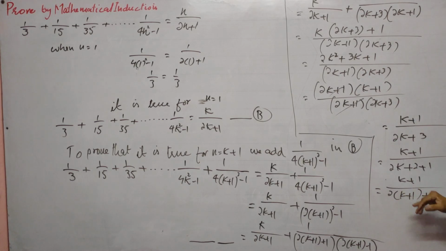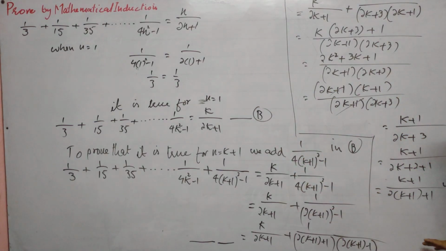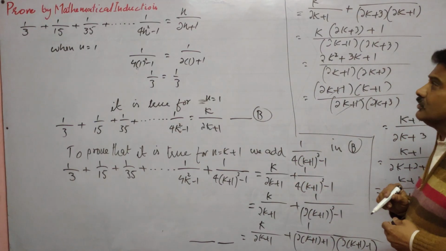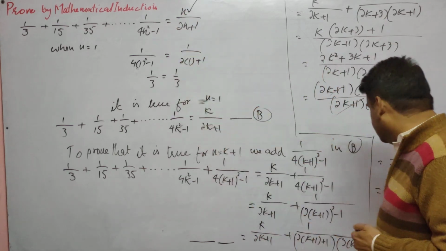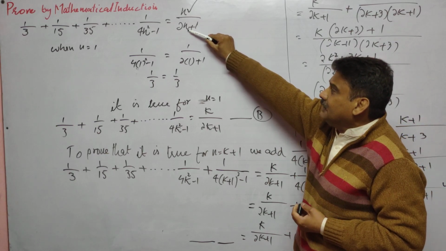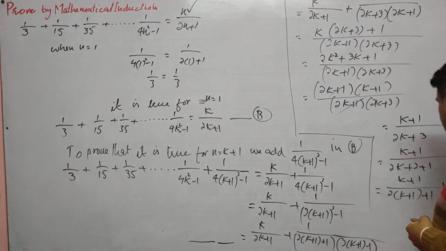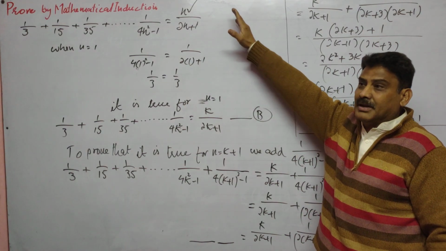Hence, by induction we have proved that it is true for all positive values of n, because when we replace n by k plus 1, in the numerator we get k plus 1, and in the denominator we get 2 times (k plus 1) plus 1. Hence, by induction it is proved that the given statement is true for n equal to k plus 1.